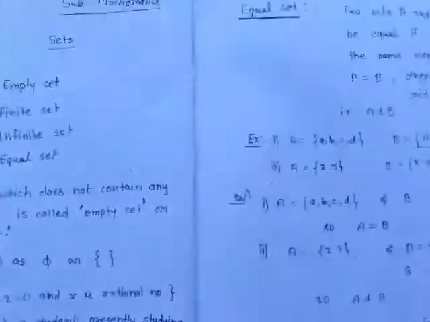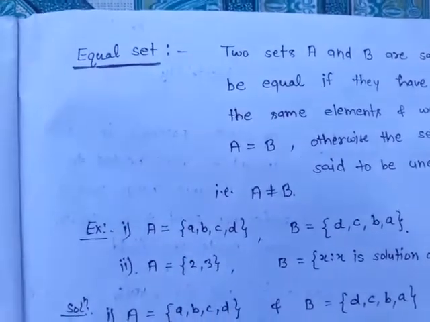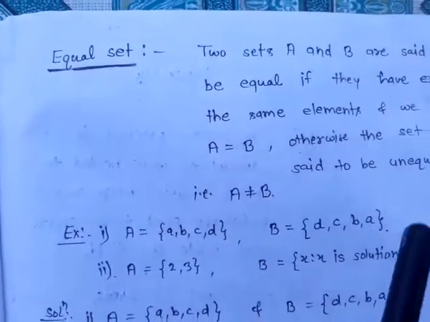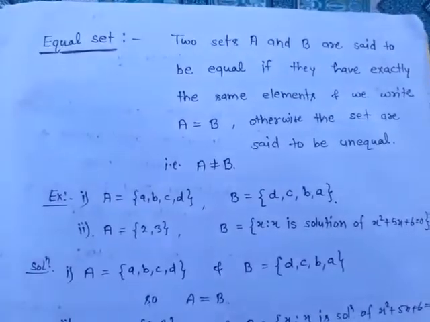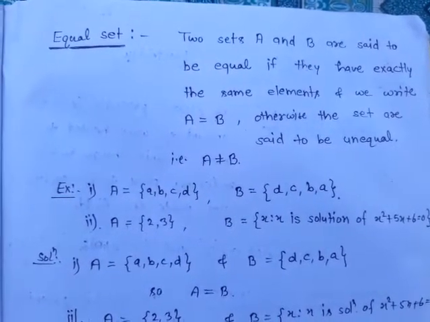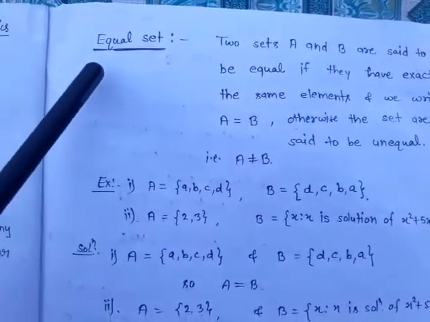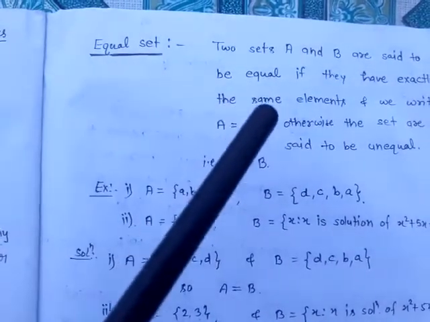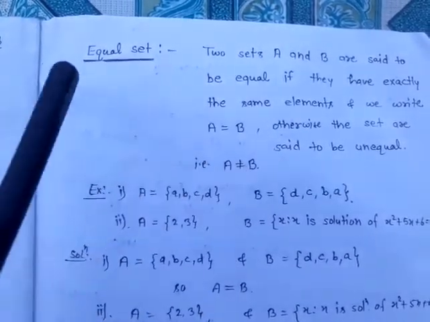Now we move to our third topic, equal sets. What is an equal set? Two sets A and B are said to be equal if they have exactly the same elements, and we write A is equal to B. Otherwise the sets are said to be unequal, that is A is not equal to B. That means if two sets A and B have the same elements, then they are said to be equal sets.